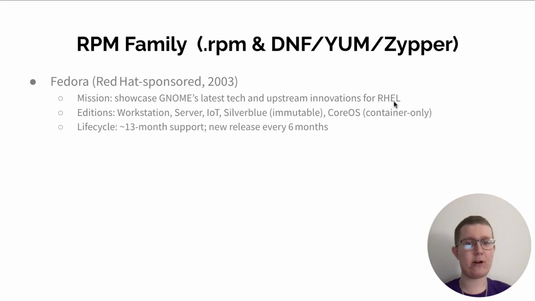RHEL stands for Red Hat Enterprise Linux. The different Fedora editions are the Workstation, Server, IoT, which is Internet of Things, an immutable one called Silverblue, and then a container-only one called CoreOS. It's got 13-month support and a new release every 6 months.